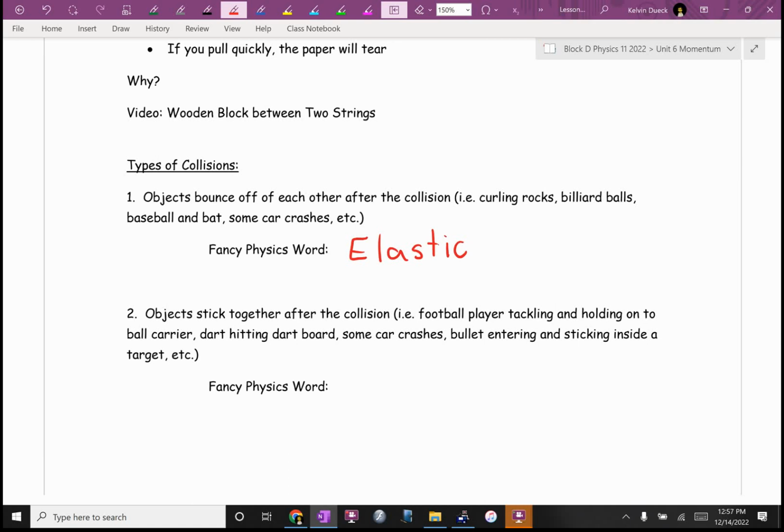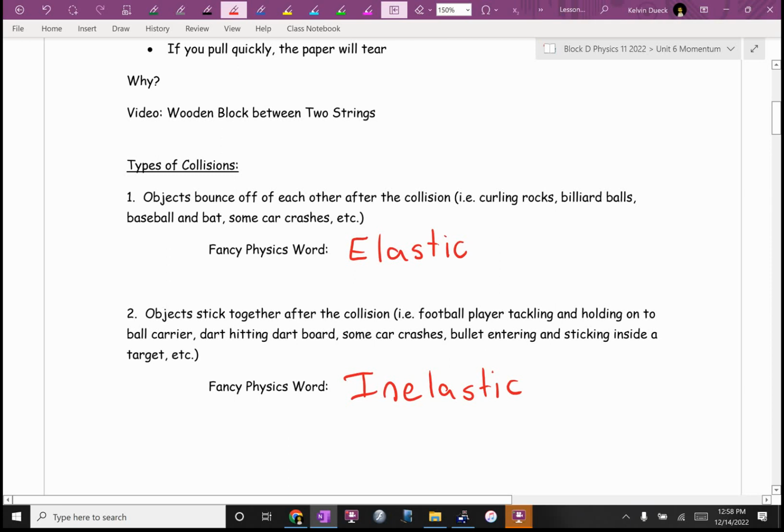The second type of collision, Tyler, is where they stick together. When a football player tackles and wraps their arms around the player. Ooh, a dart hitting a dartboard club. That works very, very good. Some car crashes, because some car crashes do stick together. A bullet that enters a target and sticks inside the target without going through the target. Those are called inelastic. And I'm going to start to use those words in questions.